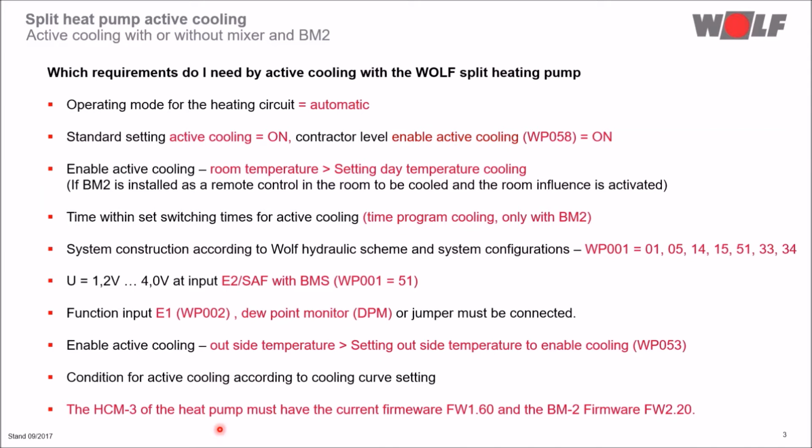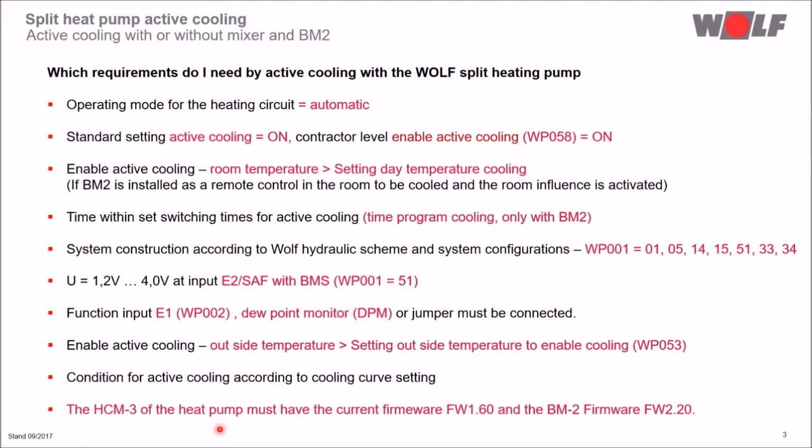The active cooling will be activated with the parameter WP53, outside temperature release cooling. That means the cooling will be started when the outside temperature is higher than the set point. The cooling mode is only unlocked by the outside temperature. In combination with the BM2 used as a remote control, the outside temperature is crucial.